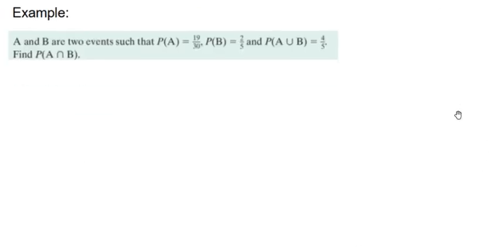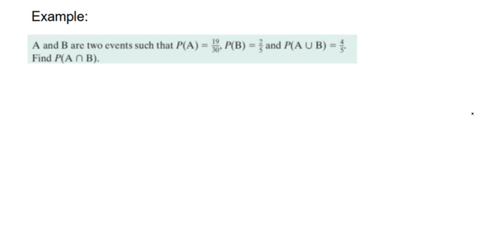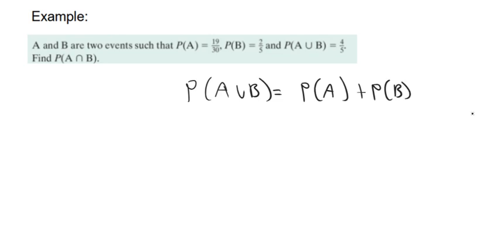Here's another example. We just use that formula again. We know that the probability of A union B is equal to the probability of A plus the probability of B minus the probability of A intersecting B. And we have everything. We're looking for probability of A intersecting B here. So I'm just subbing in what they are now. Probability of A union B is 4/5. Probability of A is 19/30.